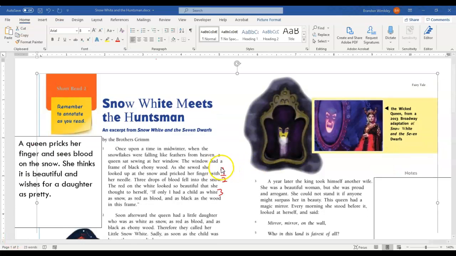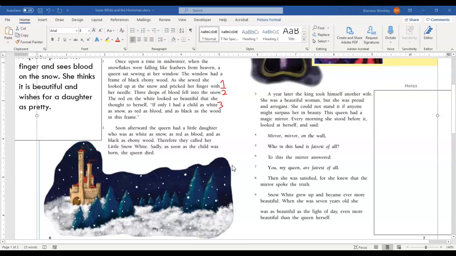So I'm going to keep reading this story, and I'm going to continue adding what I think are important events. So my next one that I'll add is a 4. So I'm going to read paragraph 2 and see if there's any key event in this part. Alright?